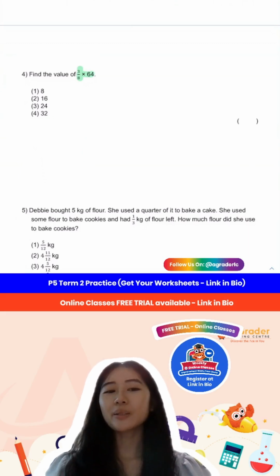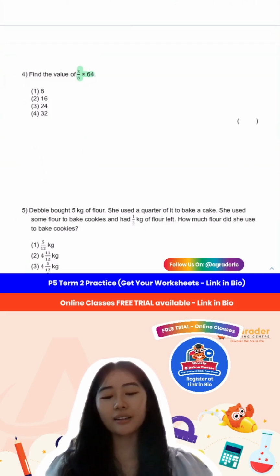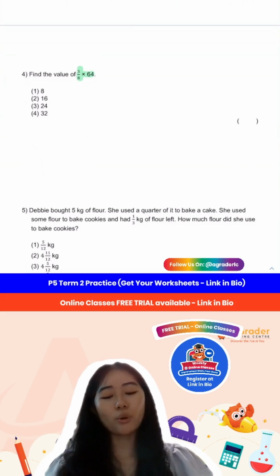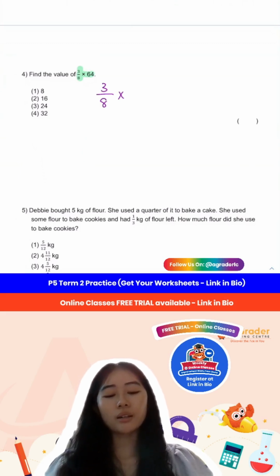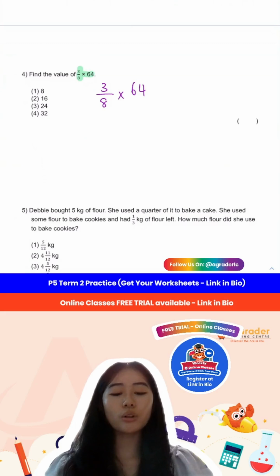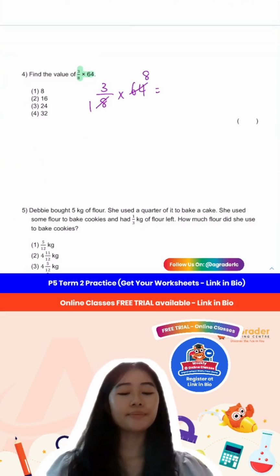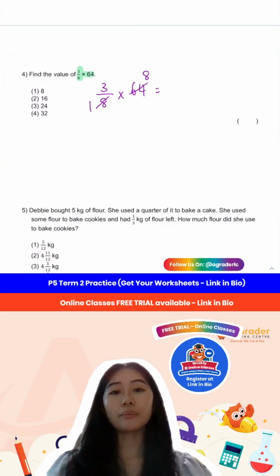Okay. Yep, so I think most of you have already sent in your answers. Your answers are correct. So this one, 3 over 8 times 64, you can either cross cancel. So if you use cross cancel, you're going to cross cancel 8 and 64. So both of these numbers you divide by 8, you will have 1 and 8. So then you're left with 3 times 8, so that gives you 24. So this is using the cross cancellation method.